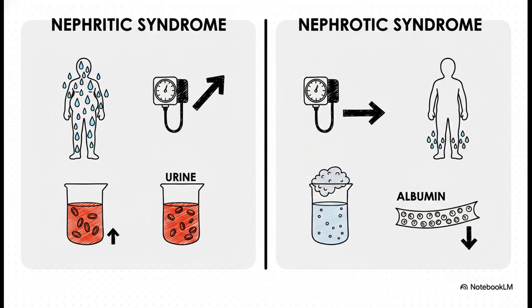Now compare that to nephrotic syndrome like we see in minimal change disease. That's a slow, insidious onset, underfill edema because of low protein, normal blood pressure, and a urine that's basically just dumping tons of protein, which is why the serum albumin is so low. They are true pathophysiological opposites.